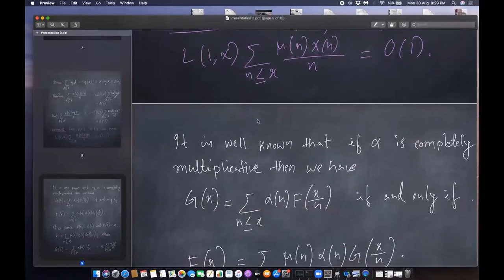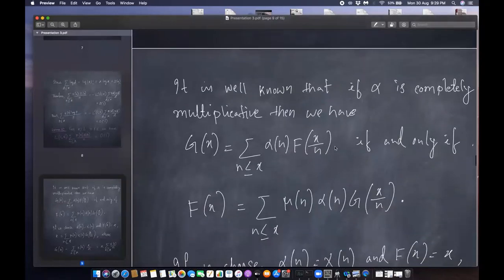It is well known that if alpha is completely multiplicative, and we have g of x equal to the sum of alpha and f like this, then we can write f like this. This is called the Möbius inversion. So if we have g in something like this, we can get f.